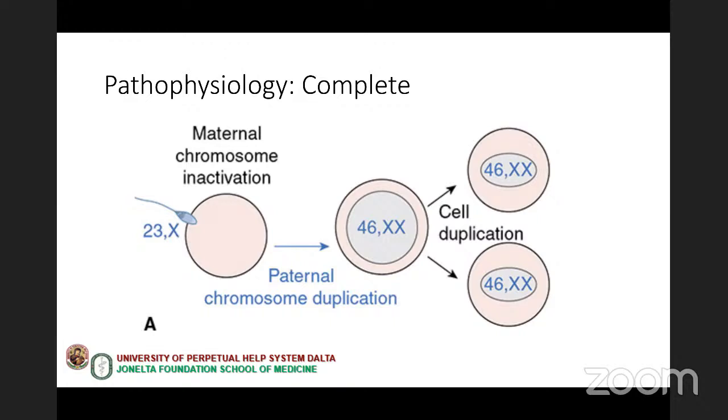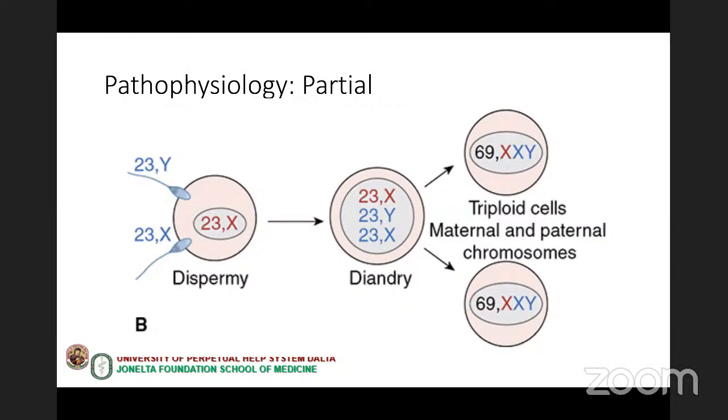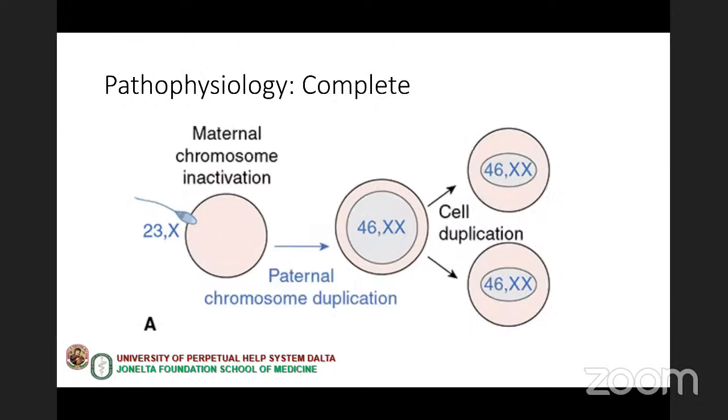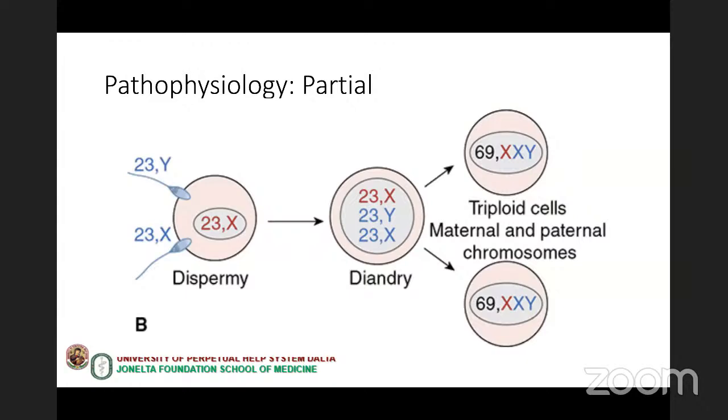Okay. It's partial. You have a 23Y and a 23X, resulting in a dispermy and a diandry. So you would have triploid cells as an outcome. So you would have either a 69XXY or a 69XXX with maternal and paternal chromosomes. So here for the complete mole, there's just paternal chromosome duplication. So for partial, you have maternal and paternal chromosomes.